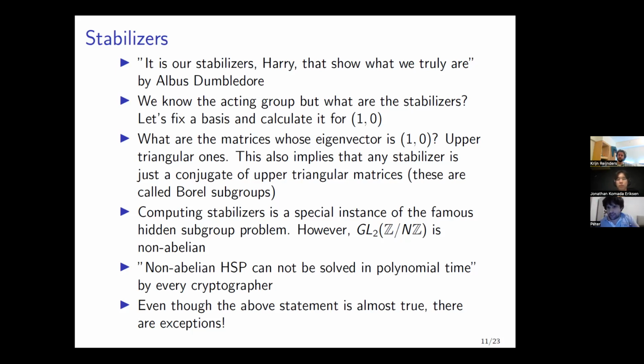Weirdly, this appeared in the isogeny-based crypto context as well, in the context of level structures. But yeah, this is what it's called. So these are called Borel subgroups.